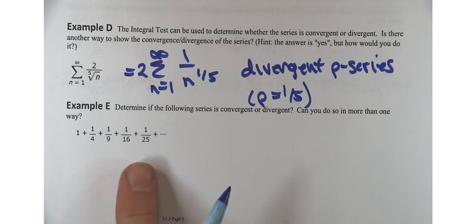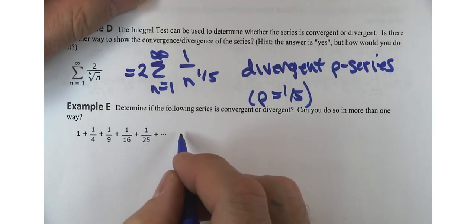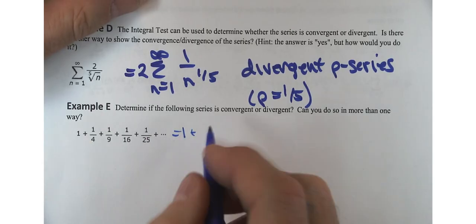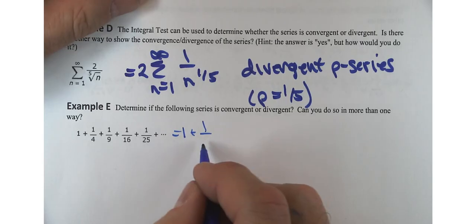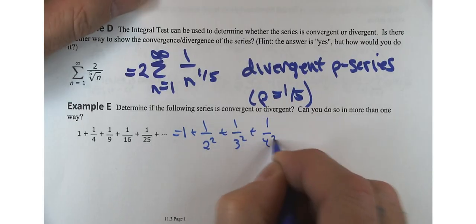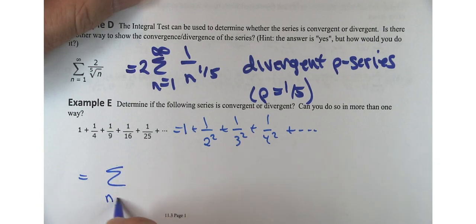How about down below? Does this one look like it would converge or diverge? What would you have to do to decide? What catches your attention here? How about if we rewrite it as 1? Can anyone think of a way to rewrite 4 or 9 or 16? Does anyone see anything? 2 squared, 3 squared, 4 squared. And in general, this series is a sum from n equals 1 to infinity of 1 over n squared.